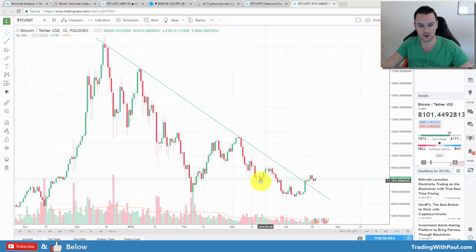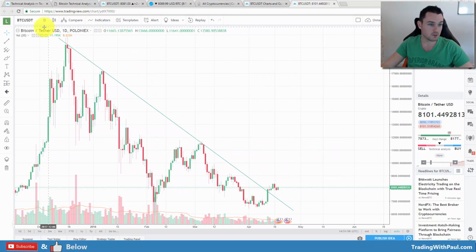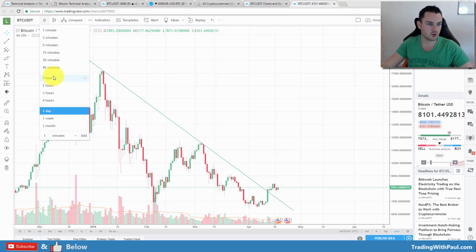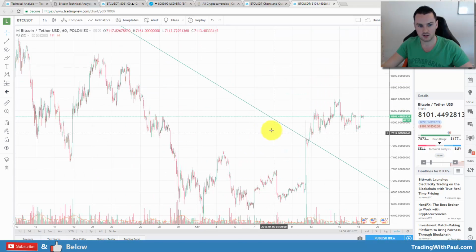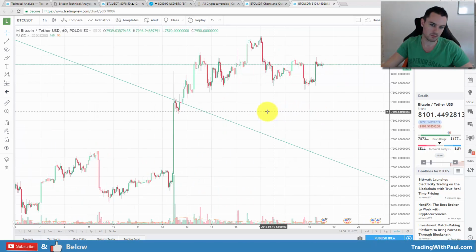So if you were to look for another downtrend, we'll go in and put it in up here, where you change. So we're on the day chart. Let's go to the 1 hour chart. So you can see here is where we broke out the other day and where we're going up.